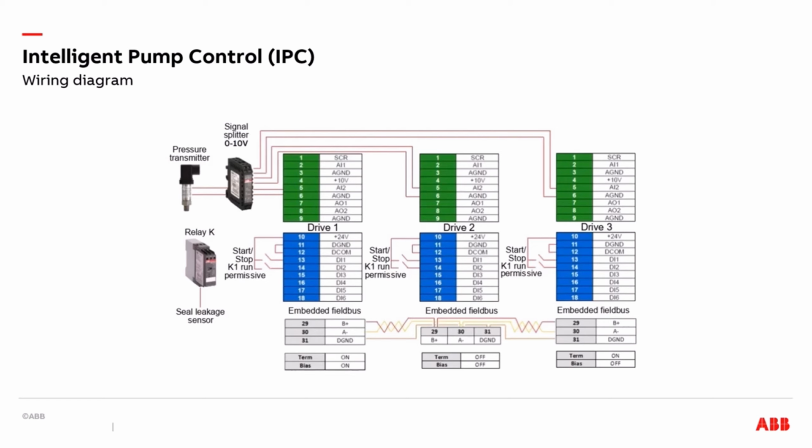Looking at drive 1, the termination switch and the bias switch are turned on. Drive 2, the termination switch and the bias switch are turned off. All other drives, except for the N drive, would be set to off. On the N drive, the termination switch is set to on, and the bias switch is set to off. In this case, we'll have only 3 drives. And let's continue on with the presentation.